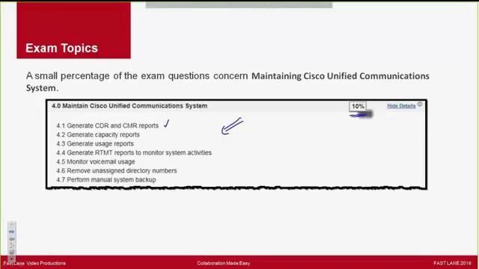Going into Cisco Unified Serviceability, we want to look at capacity and usage reports. You want to have a look at the unified reporting web pages and get a little familiar with those. Use the Real-Time Monitoring Tool to monitor system activities. We want to do some monitoring of our voicemail ports, and you need to know some basic things like how to remove unassigned directory numbers and how to do a system backup. So this is not such a bad 10%. A lot of people find this piece a little easier than some of the others.